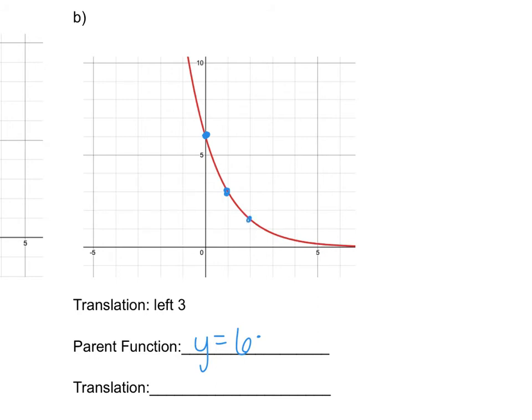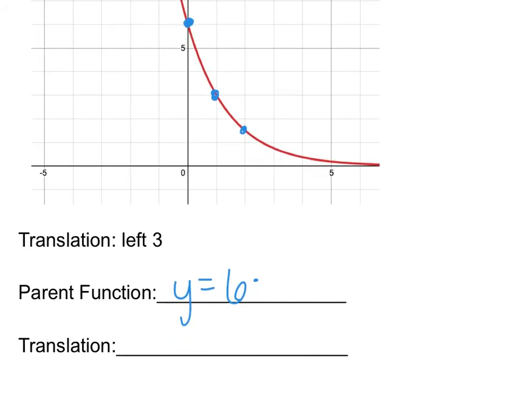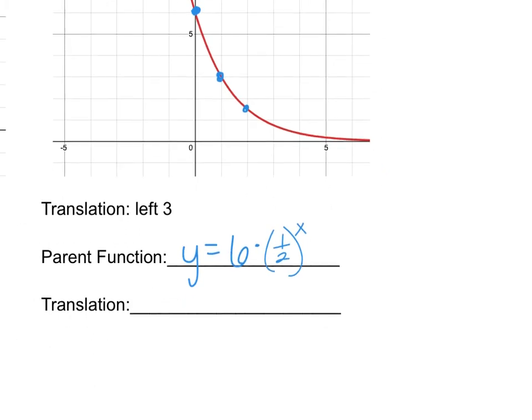So how do you get from 6 to 3 and then 3 to 1.5? Well, you are cutting it in half each time. Half of 6 would be 3, half of 3 would be 1.5. So this would be 1/2, right, to the x. I'm going to put it in parentheses because it's a fraction, and for sure you want to do that.